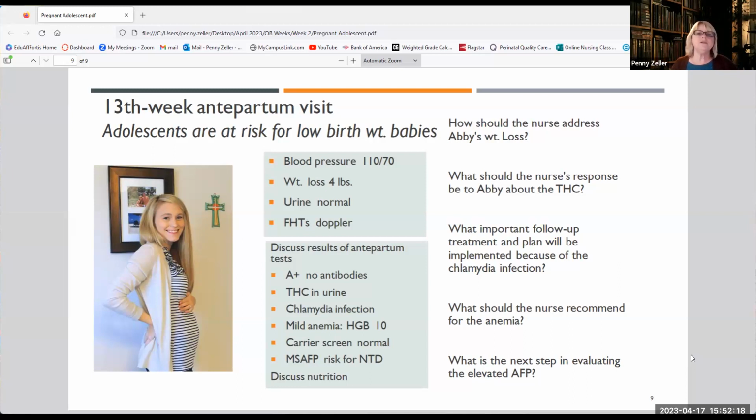Absolutely. Weight loss in the first trimester is not that critical. A lot of women might lose weight because of the nausea and the vomiting. We'd like to see weight gain between 1 and 4 pounds, but we don't always see that. What about her urine was normal, but there was THC in her urine? Anybody know what THC is? The marijuana. Cannabis. Yeah, cannabis in her urine. So how would you discuss that with Abby? What would you say?